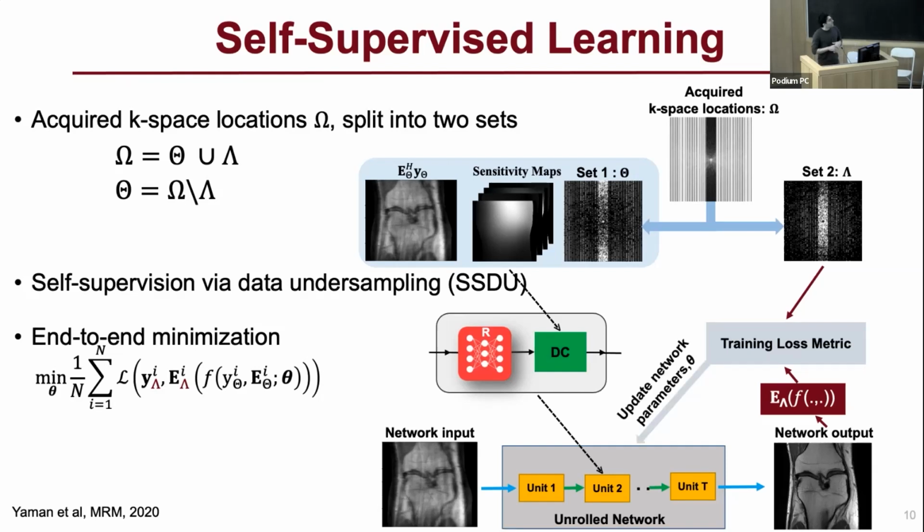So not having fully labeled data is okay. You can learn from only undersampled measurements. And this is the situation in lots of cases. So now the question is, does it work? We did lots of experiments on a fastMRI data set to compare it to supervised learning, to see how well we are doing.